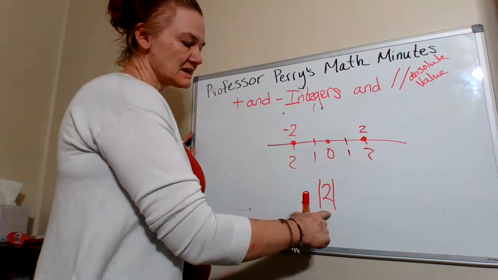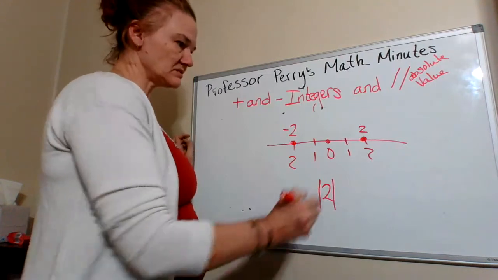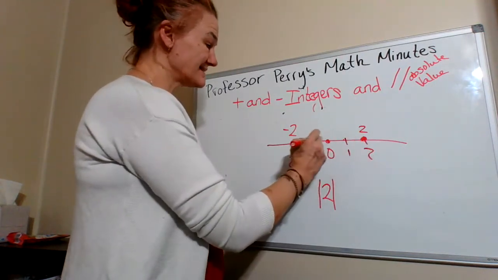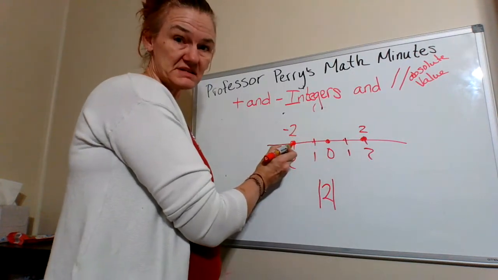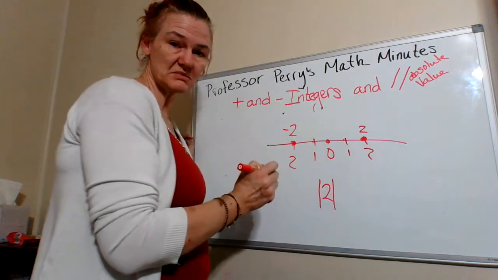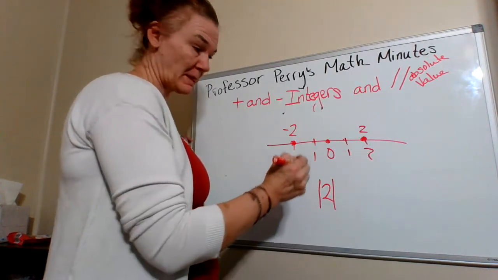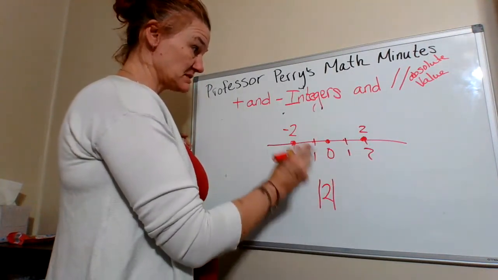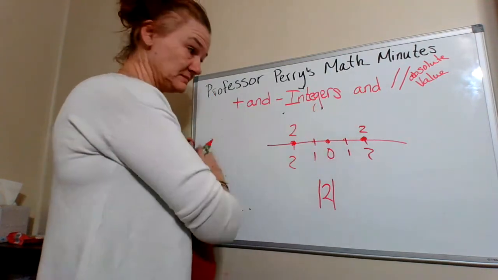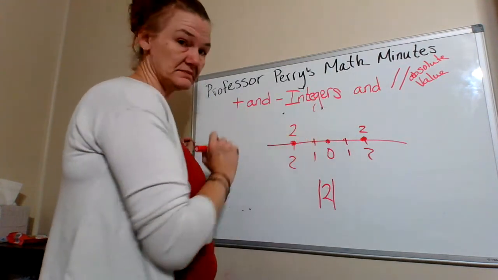That just means how far is it from 0? The positive 2 is 2 spaces from 0. The negative 2 is 2 spaces from 0. So it doesn't matter which way it goes, it's always going to be a positive number. That confuses sometimes. So what you have to do is just ignore the negative on this side. How far is it? 1, 2.